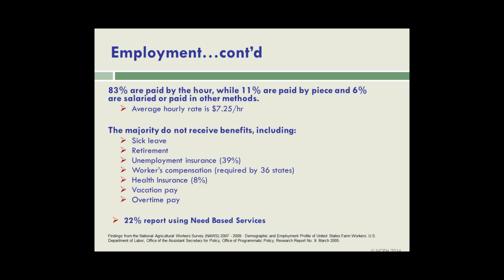H-2A workers can earn more, with an average between $9 to $10 per hour. On a good day, working long hours, again, the farm worker can earn a good living, but there are times when the workers have to deal with a lot of these unforeseen factors that we mentioned. As far as benefits are concerned, many farm workers do not receive benefits such as overtime pay, sick leave, paid vacations, workers' compensation, retirement plans, or health insurance.